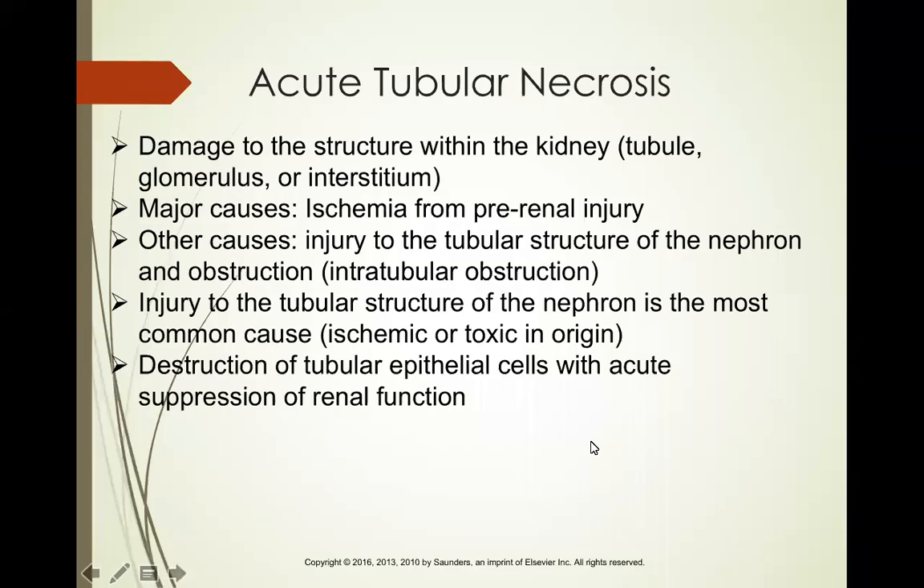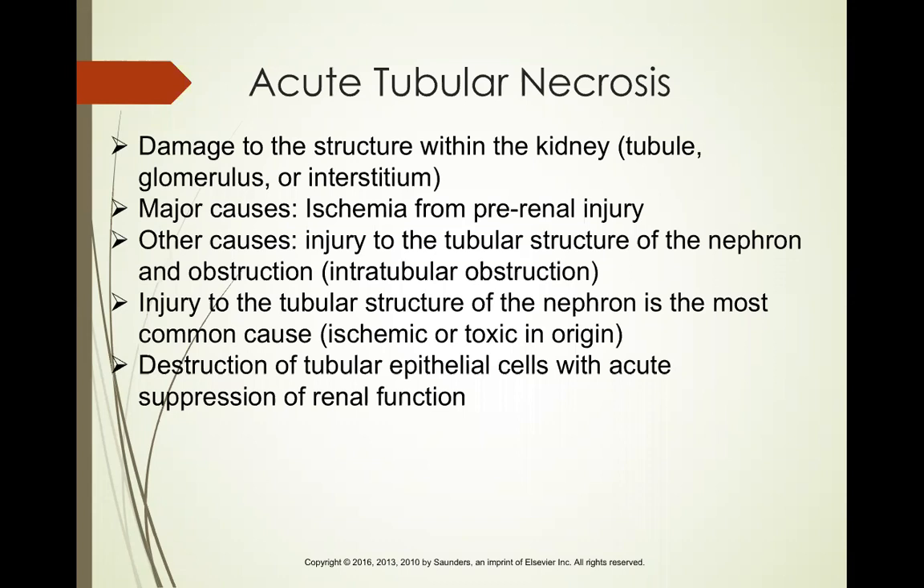Acute tubular necrosis is damage to the kidney, to the tubes or the glomerulus or the interstitium, which is the tissue in and of itself. The cause is typically ischemia from pre-renal injury from hypoperfusion. The kidney has been insulted from lack of blood flow. Other causes of injury to the tubular structure of the nephron are intratubular obstruction. There's been some collapse within the nephron that doesn't allow for perfusion, either inflammation or some type of damage associated with that.